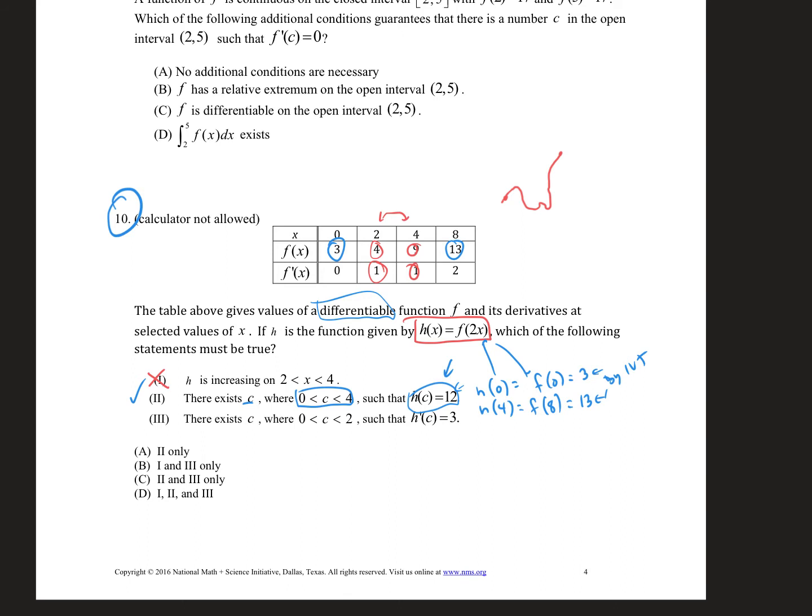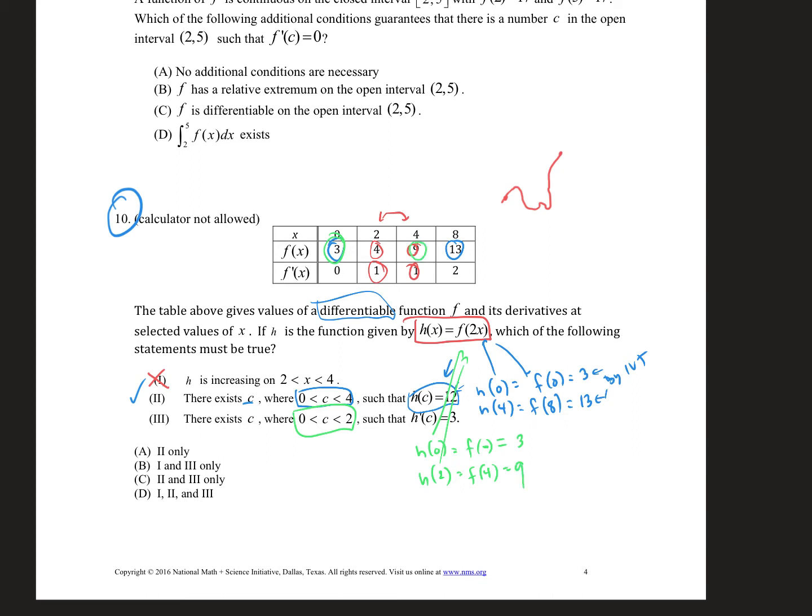Now if we look at number 3, it's asking about h prime of c, and it's asking for the interval from 0 to 2. So I'm going to look at the h values again. H of 0, h of 2. H of 0 again would be f of 0, f of 2 times 0. h of 2 will be f of 2 times 2. And I can look at the chart. F of 0, 3. F of 4, 9.